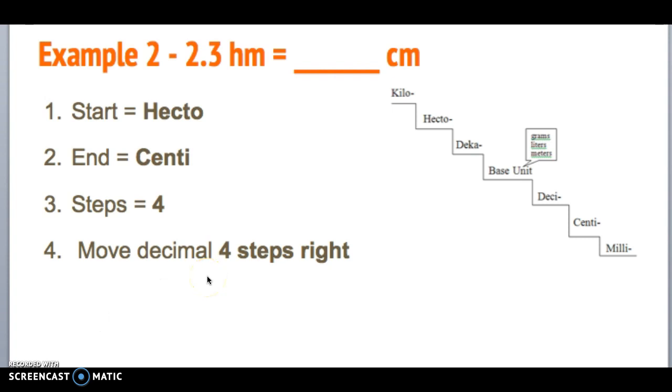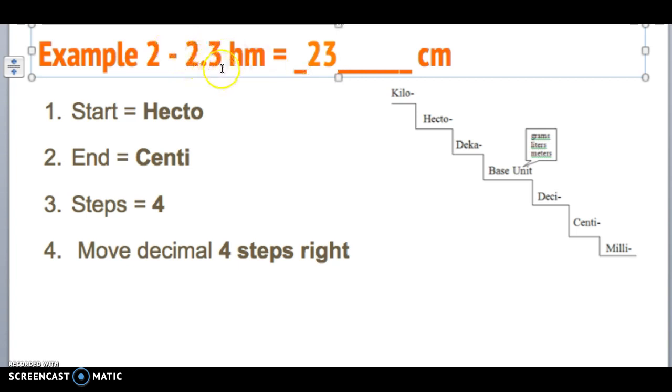2.3 hectometers to centimeters. So we're going to start at hecto. Centi is all the way down here. That's 4 steps down. Moving to the right, so the decimal is going to move to the right. 1, 2, 3, 4. And so that answer is going to be 2, 3, 0, 0, 0. 1, 2, 3, 4. Yep. So it's 23,000 centimeters.